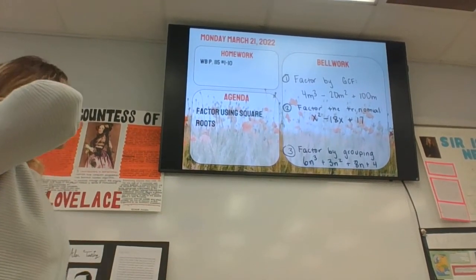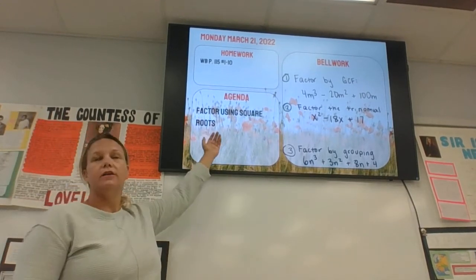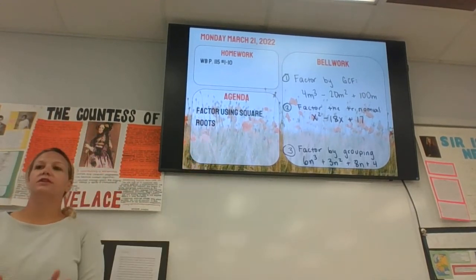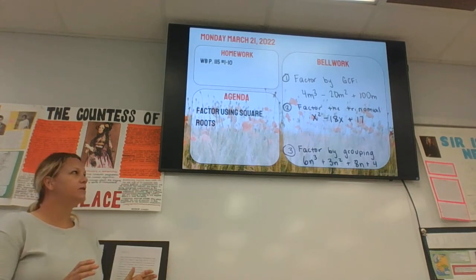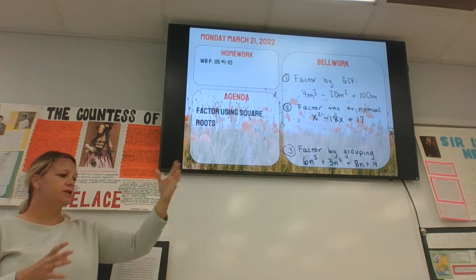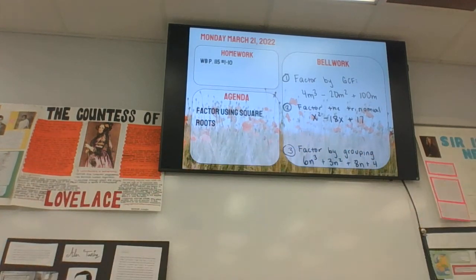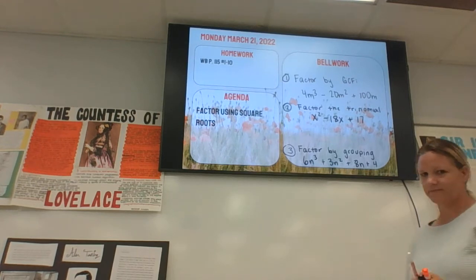Alright, so starting out, factor by greatest common factor. If you notice our agenda still uses this word factor. We're really not doing anything too crazy new today. We're taking an expression and writing it as factors, meaning two smaller expressions in parentheses. So still just reviewing what we did last week, and your quiz on this is Thursday.